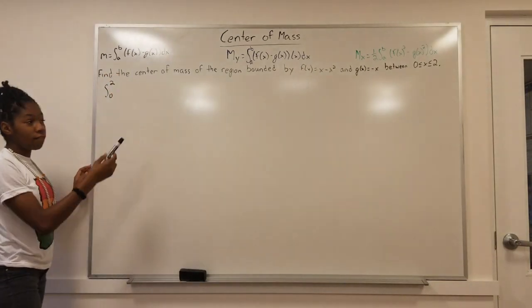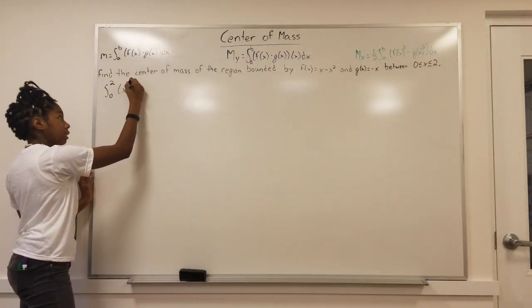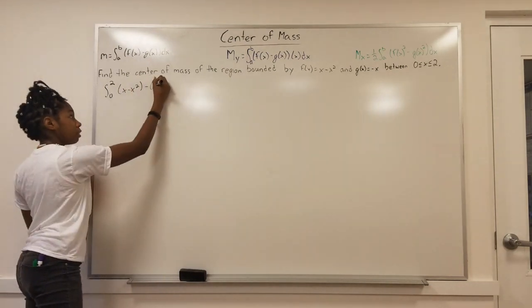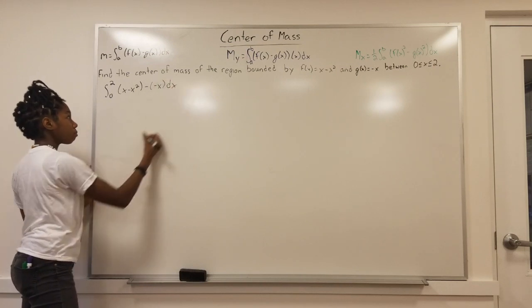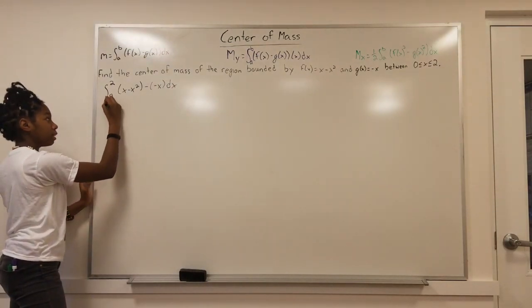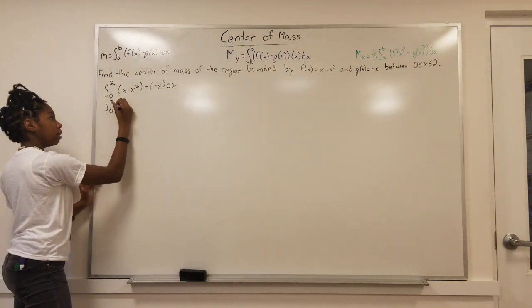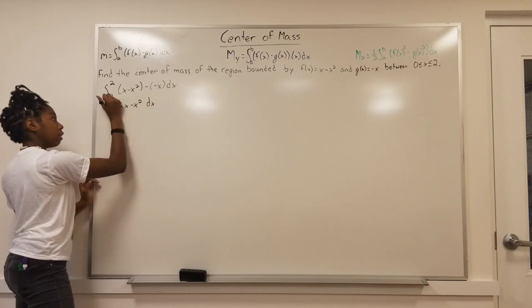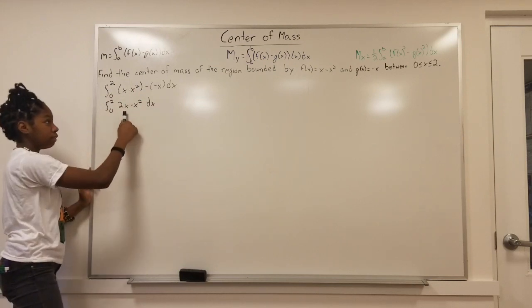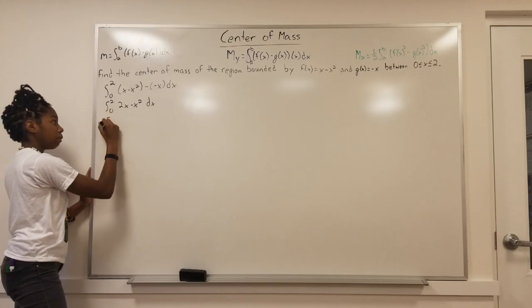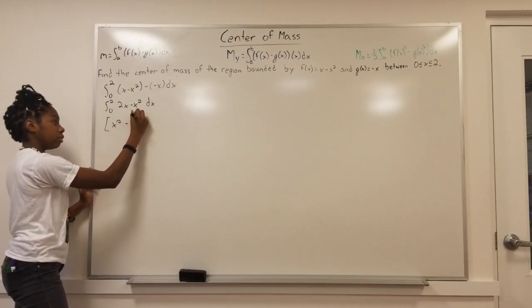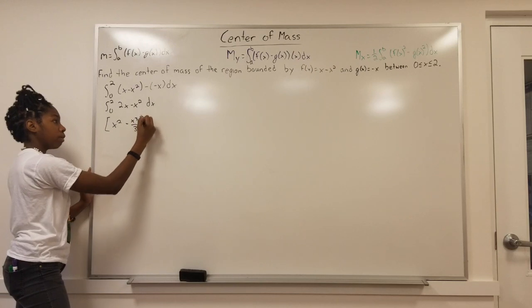0 to 2 of f of x, which is x minus x squared, subtracted by g of x, which is negative x, dx. The first thing we're going to do is combine like terms. So the integral from 0 to 2 of 2x minus x squared dx. Then your next step is to find the integral of each of these things. So it would be the integral of 2x is x squared, and the integral of negative x squared is negative x cubed over 3 from 2 to 0.